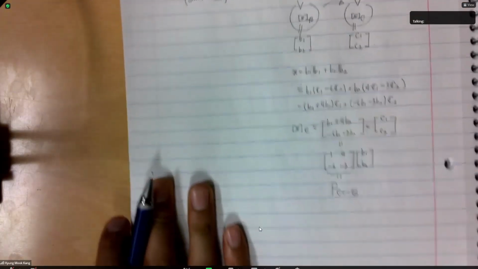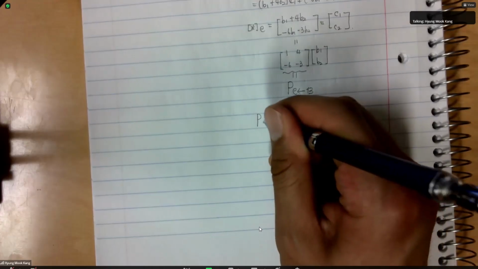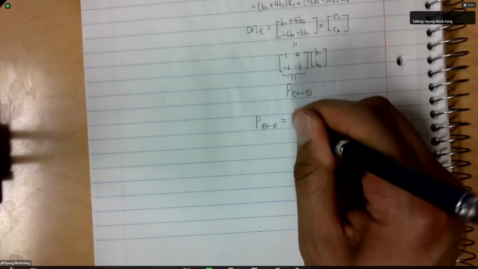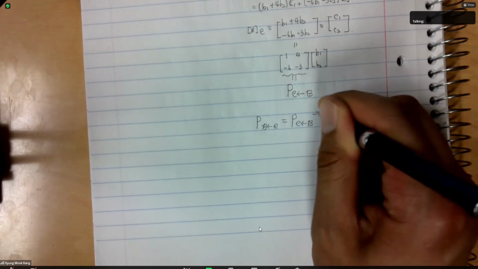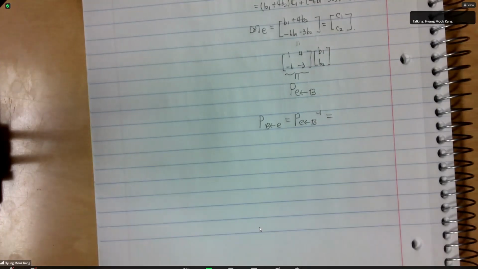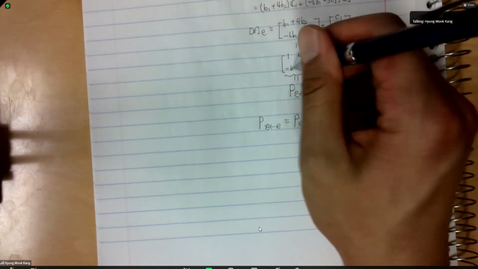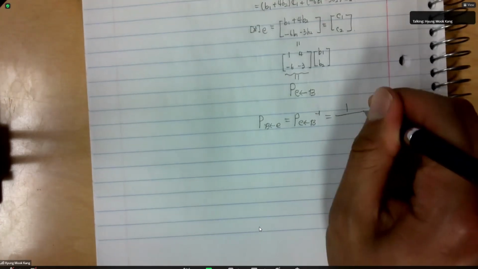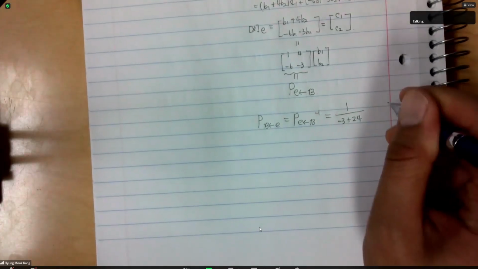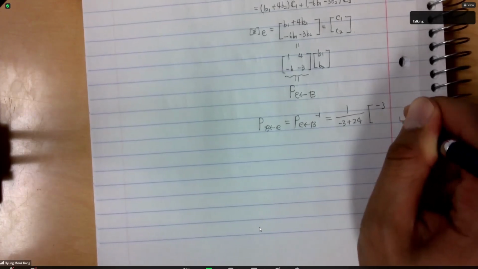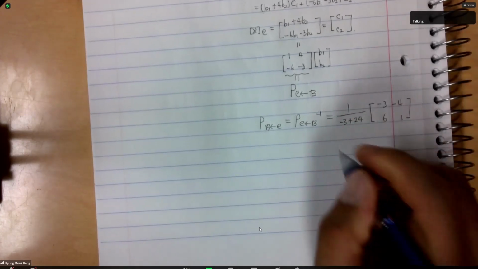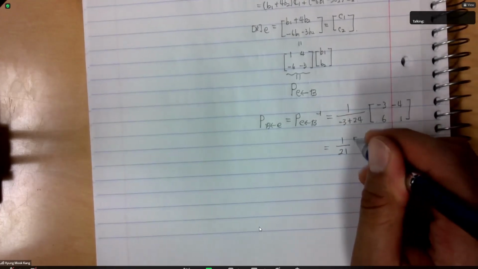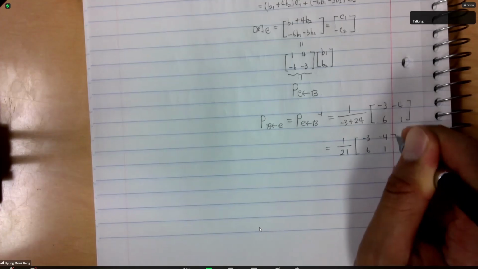Now, C to B is just simple, take the inverse. So P, C to B, this is B to C, taking inverse. The inverse of a 2 by 2 matrix, the formula is given as 1 over AD minus BC, and switch D and A, put negative signs on B and C. So 1 over negative 3 plus 24. Here's our negative 3, 1, negative 4, and 6. So this is our 1 over 21, and negative 3, negative 4, 6, 1.